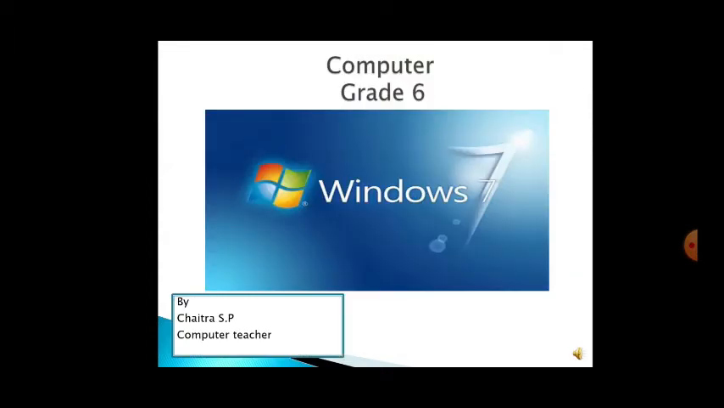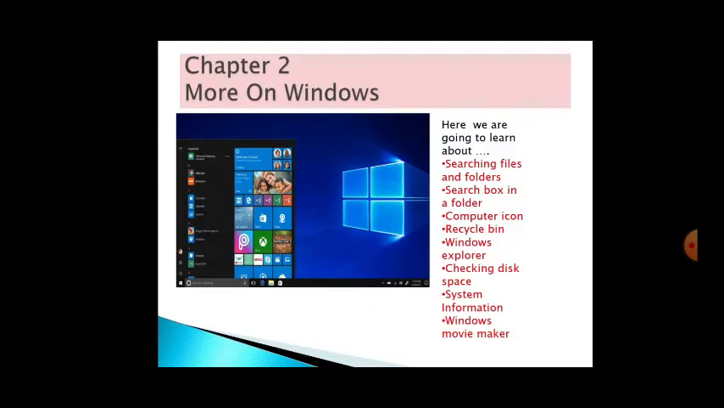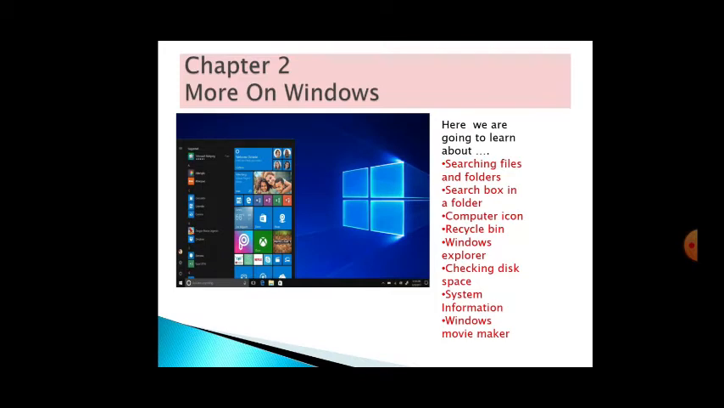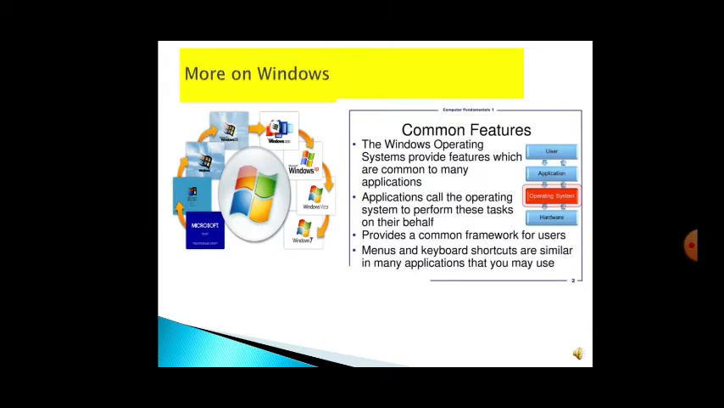So let us start with a new chapter that is more on Windows. I have taken Windows 7 here so that even you can understand the concepts. So more on Windows, that is chapter 2. Here we are going to learn about searching files and folders, the search box in a folder, then the computer icon, then recycle bin, Windows Explorer, checking disk space, system information, and Windows Movie Maker and the exercises.